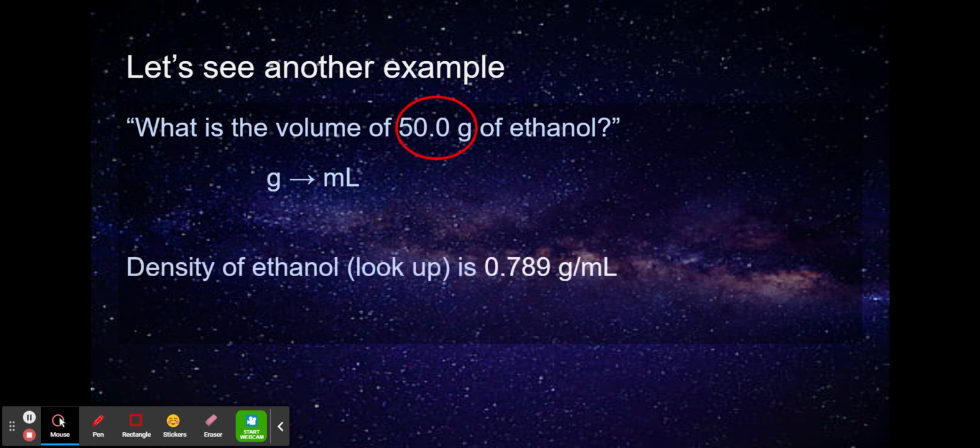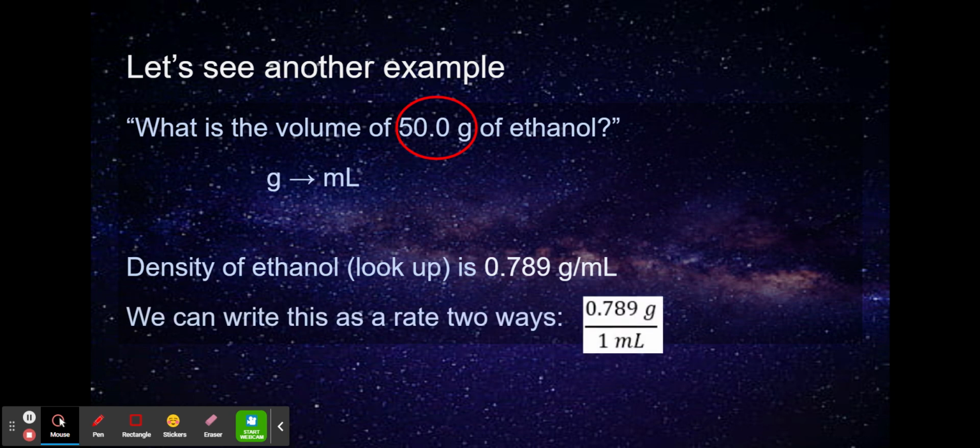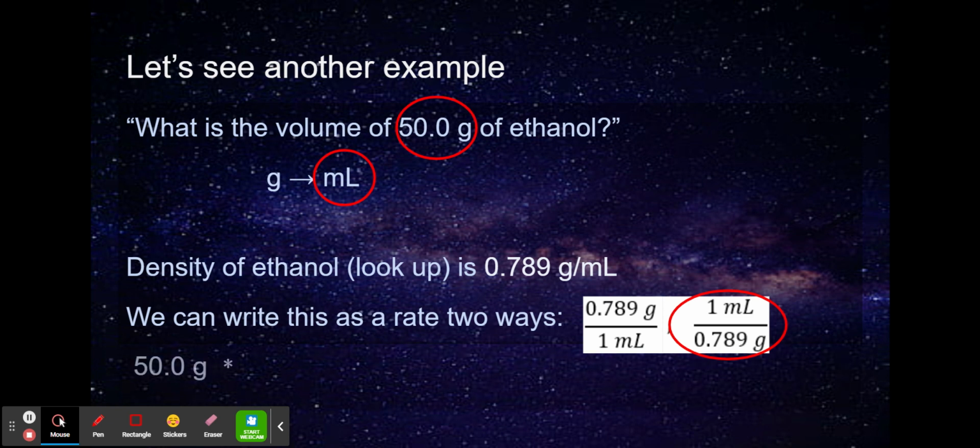All right, so now we need to look up a relationship between grams and milliliters, and that's going to be the density. The density relates the mass and the volume. So we can look it up at 0.789 grams per milliliter, and we can write this as a rate two ways. We can write 0.789 grams in every milliliter, or 1 milliliter has a mass of 0.789 grams. Let's look back at our map. Our target unit is milliliters, so we're going to choose the rate that has milliliters on top. Now we're going to start by writing our given, 50.0 grams. We're going to multiply by the rate we identified that has our target unit on top.